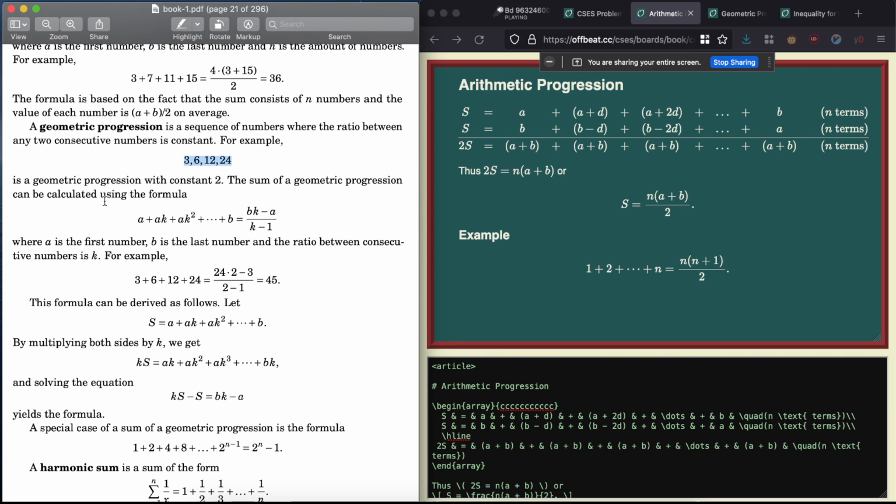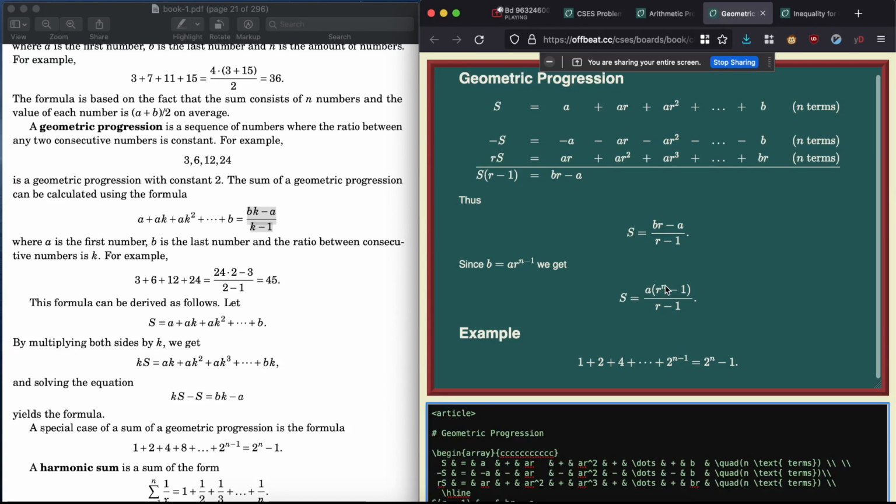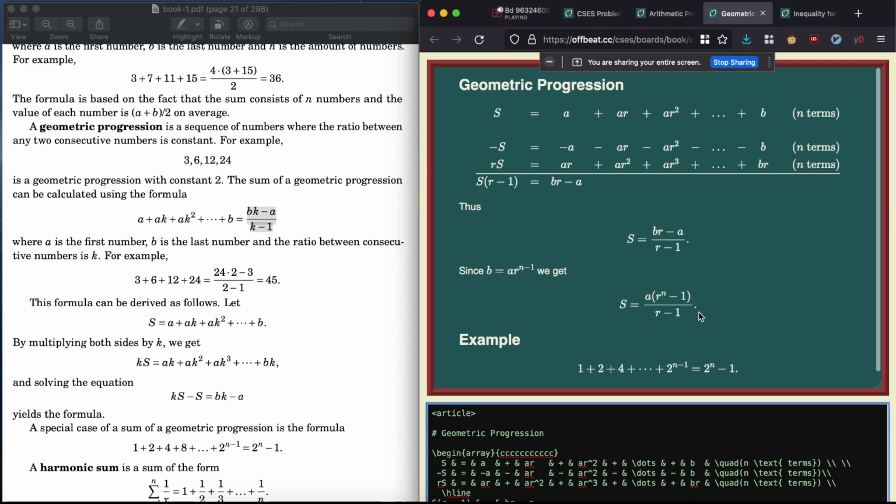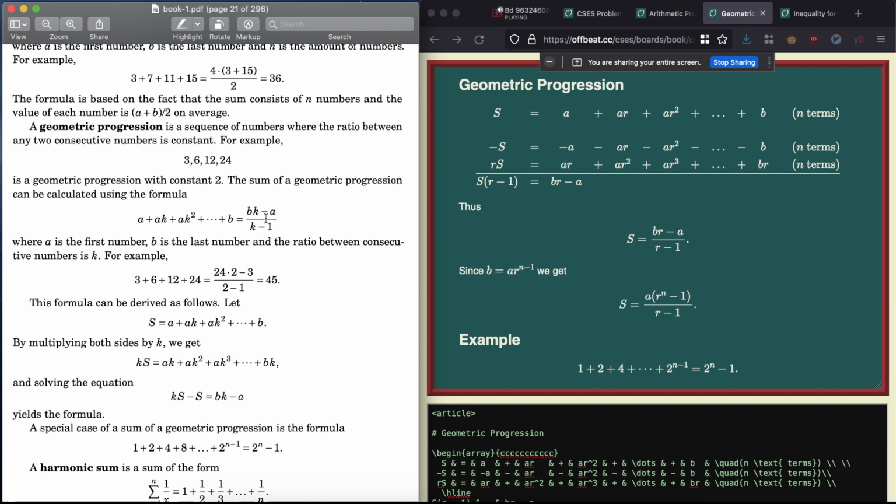The sum of a geometric progression can be calculated using the formula a plus ak plus ak squared and so on up to b, and this works out to something like this. And let me see if I worked out something on the board. Yeah, so what I usually use is this one. This formula is somehow more intuitive to me than this one. So anyway, I will be showing both how we get these formulas. In the book it is written down like this: (bk minus a) divided by (k minus 1). The only thing I have changed on this board is changing the variable k to r, because I think of it as a common ratio, so I put r here.